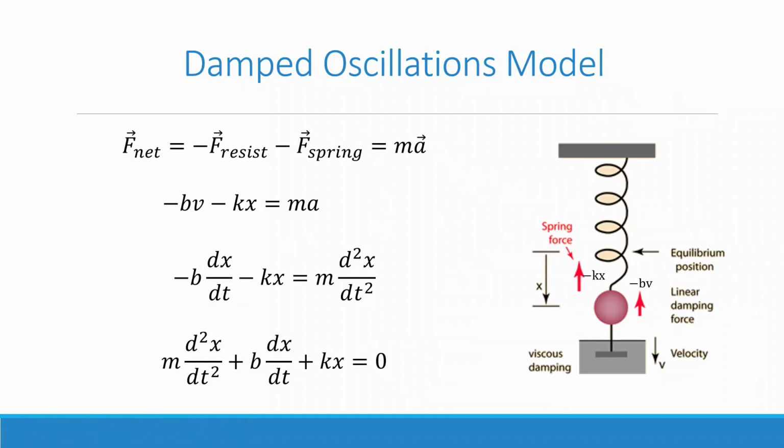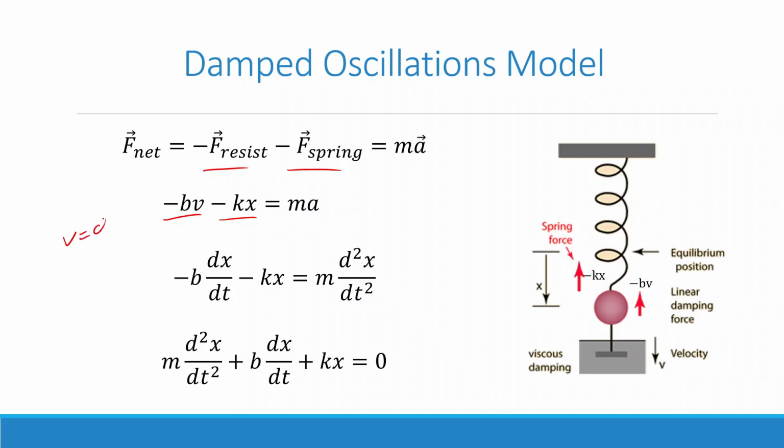So if we were to include that resistive force into our model, both the resistive force and the spring force would act in the opposite direction to the motion. So subbing in, assuming negative bv, and assuming we have a spring oscillation, we'd have negative bv minus kx is equal to m times a.